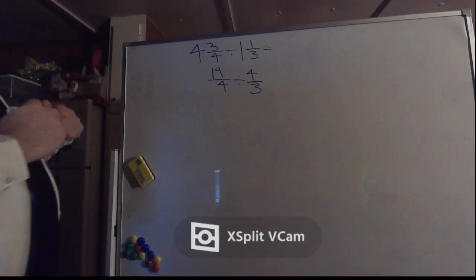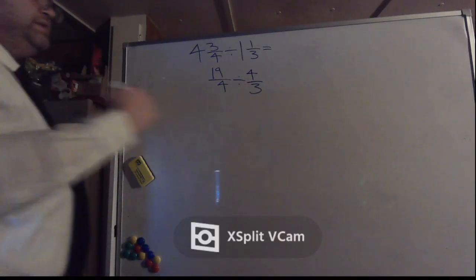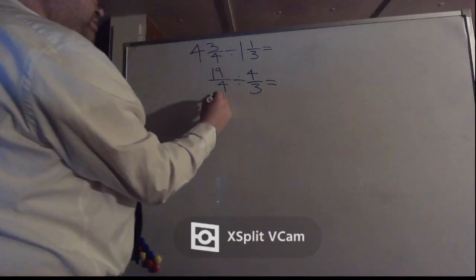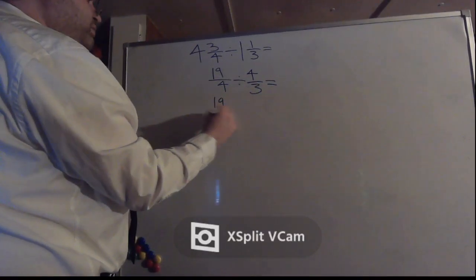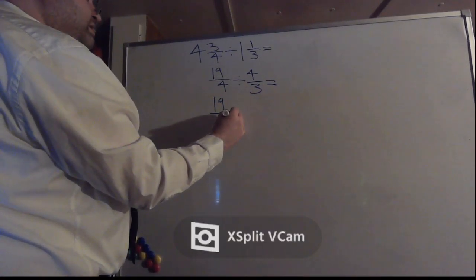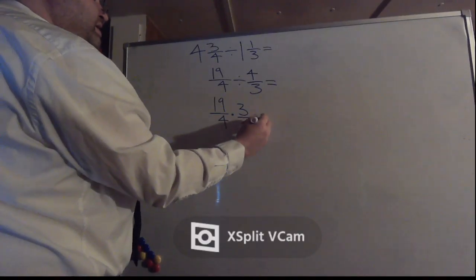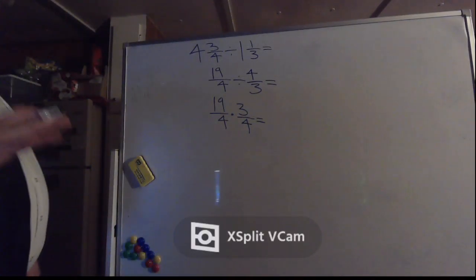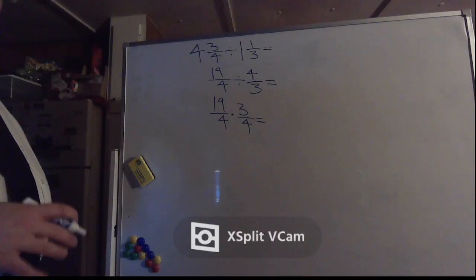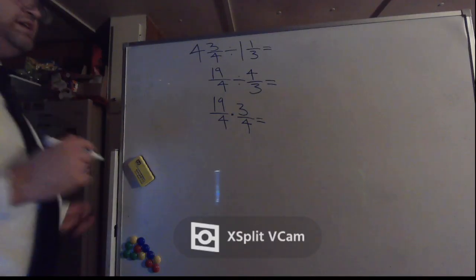But again, when we divide by something, we multiply by its reciprocal. So you'll have 19/4 times 3/4. So now you just go straight through doing the multiplication. 19 times 3 is going to be 57.